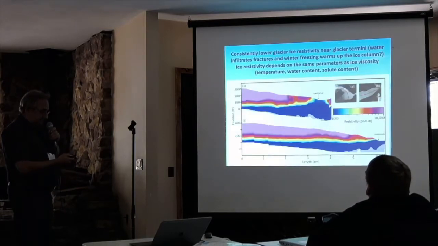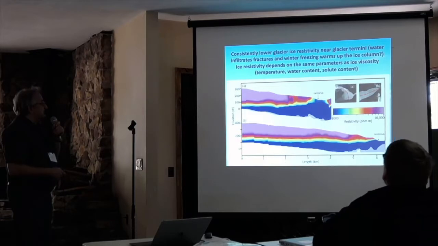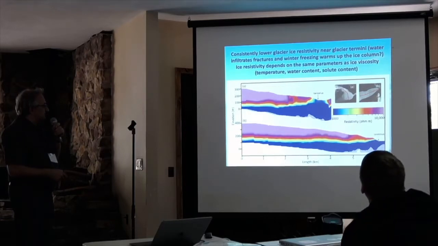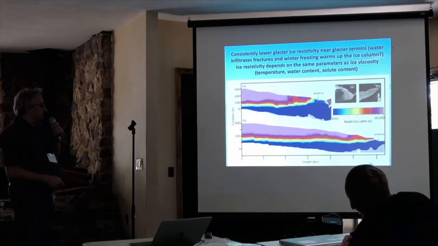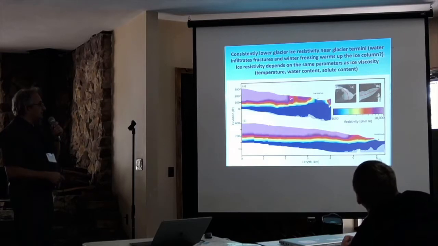Okay, and then finally, the other glaciologically significant thing that we see in our data is that there appears to be lower resistivity of glacier ice close to glacier termini, in the parts of the glaciers that are actually melting on the surface in summer.